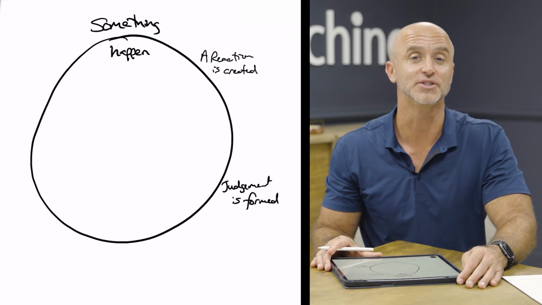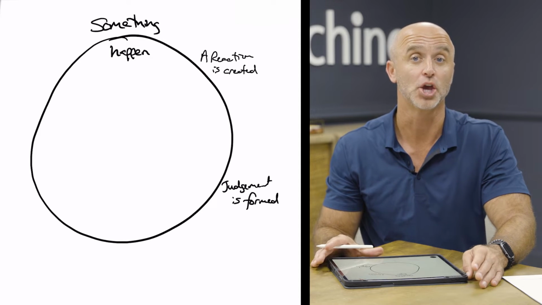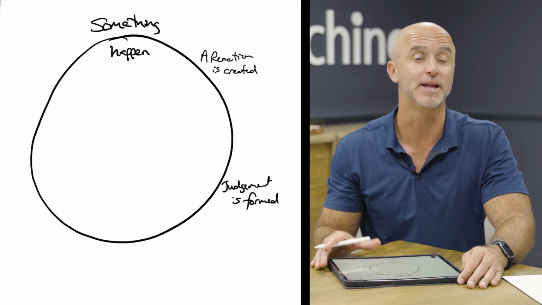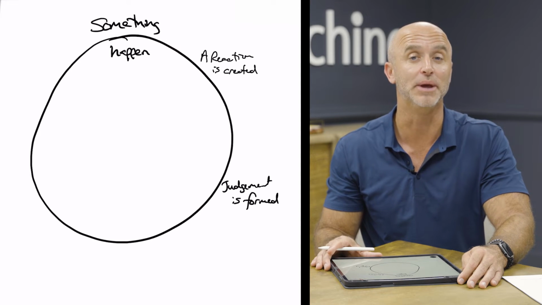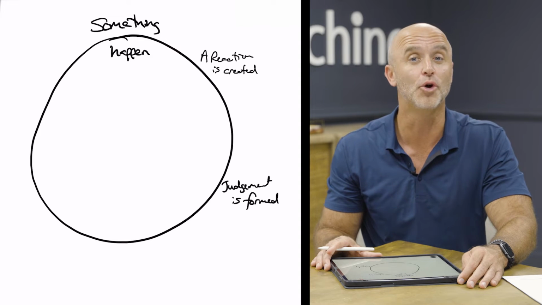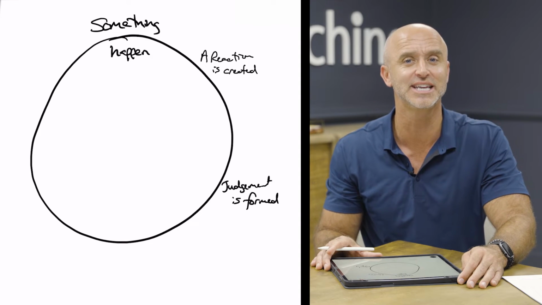What does judgment is formed mean? Judgment means that you, after something has happened, create judgment around that happening. So for example, let's say you're in a deal and you have your biggest deal close ever. You reacted to that with joy. You formed a judgment that this sure is easy.